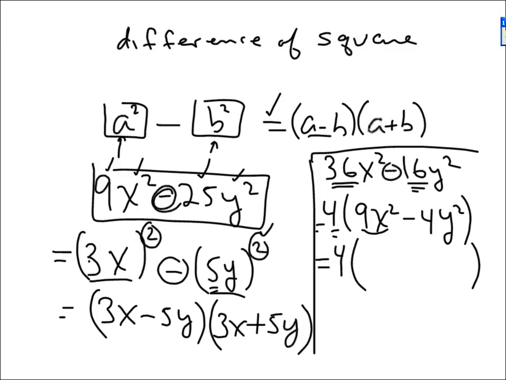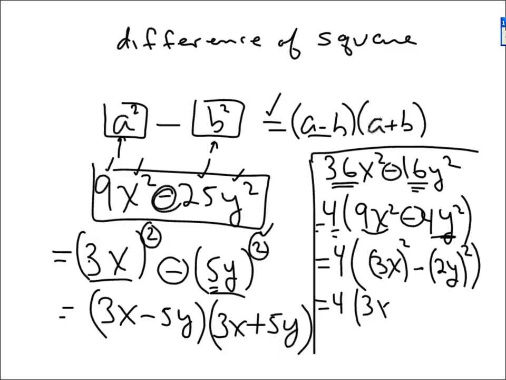9x squared, well, that's 3 squared times x squared. That is, it's 3x all squared, minus. It must be minus. And 2y all squared, that gives me 4y squared. So it is a difference of squares. There's the 4. Now I write down the two things that are being squared twice. One gets a minus, one gets a plus. New next problem.